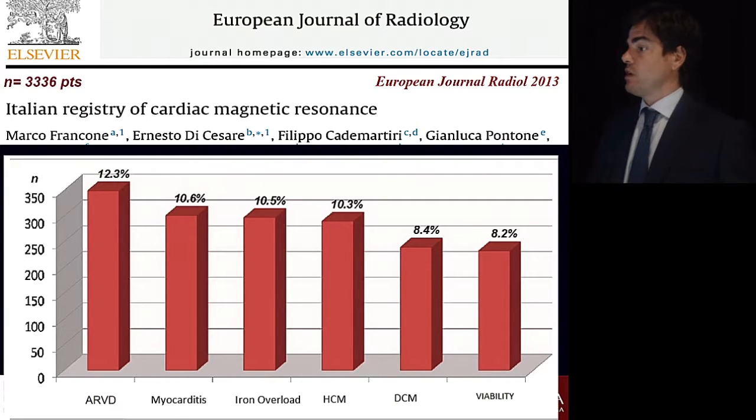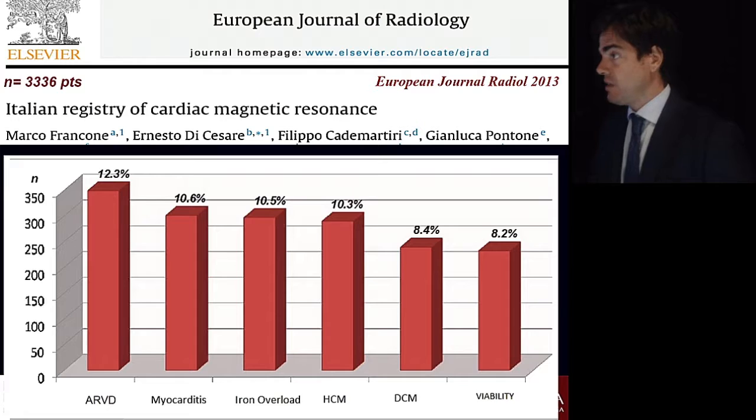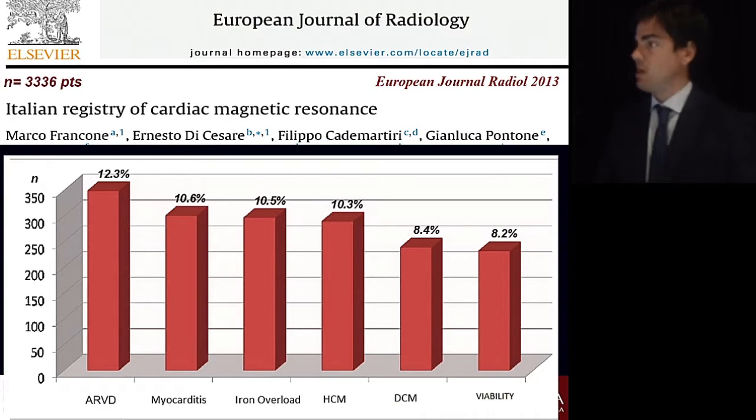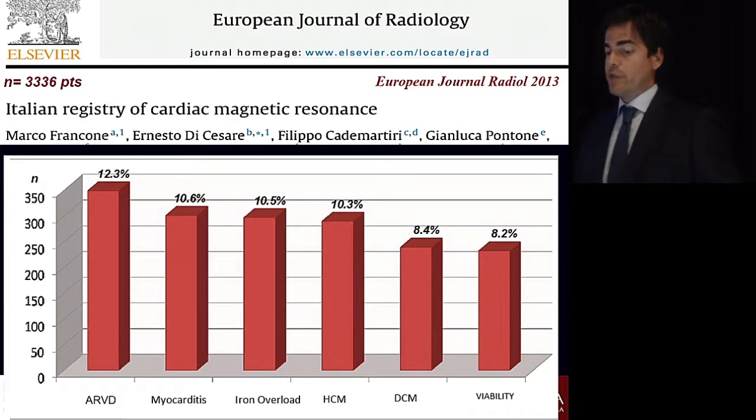This morning, we talked about sudden cardiac death, about ARVC, which is the first indication in Italy, and this is slightly different from other registries. Myocarditis is number 2. About 11% of requests for cardiac MR are addressed for myocarditis.